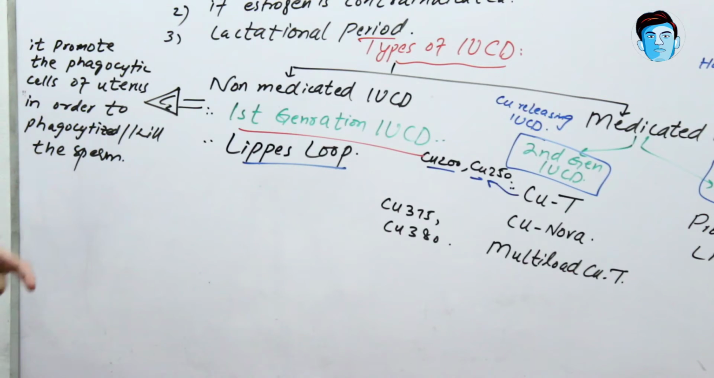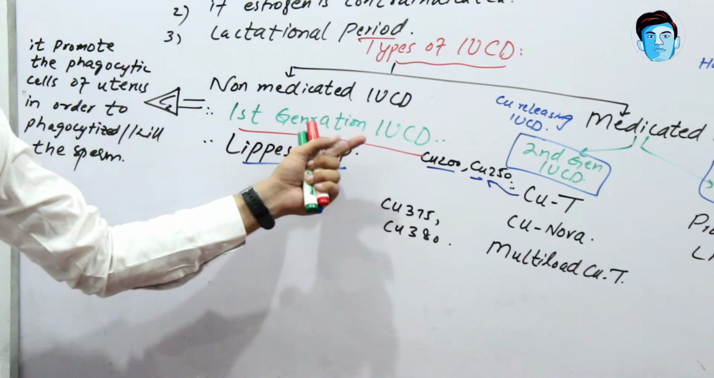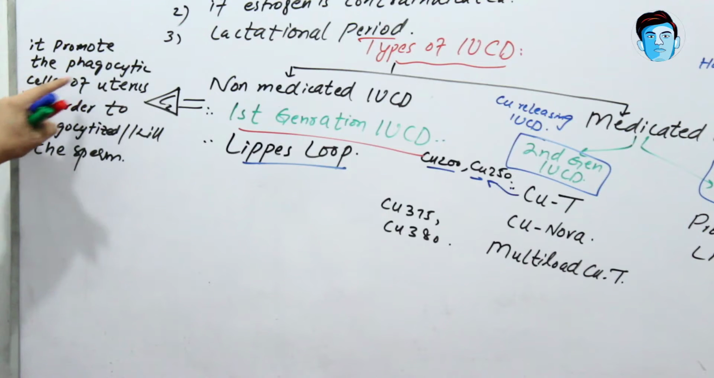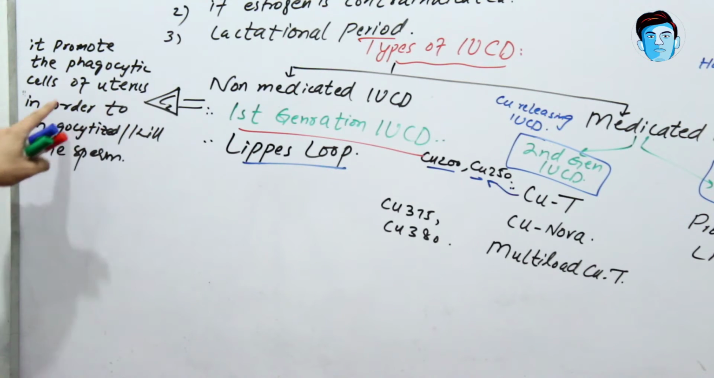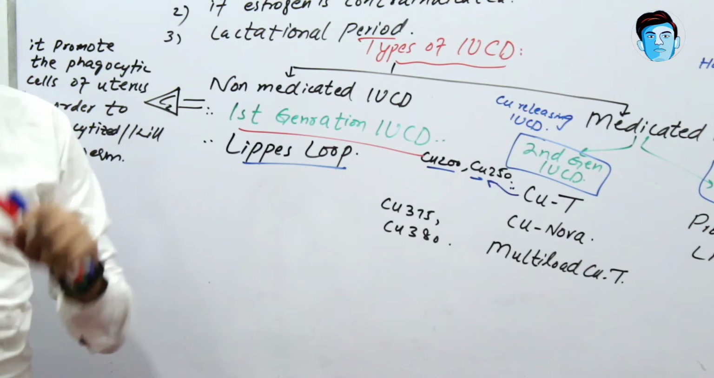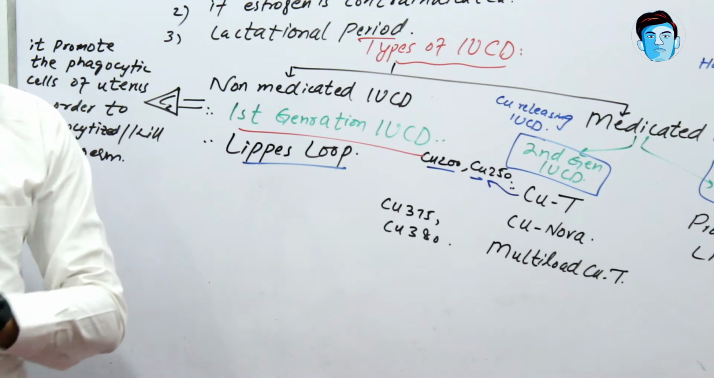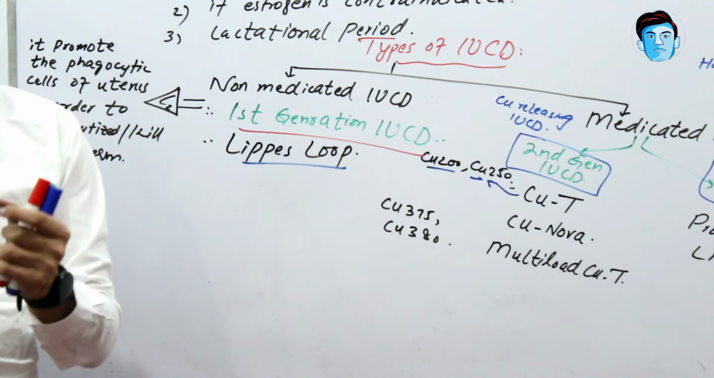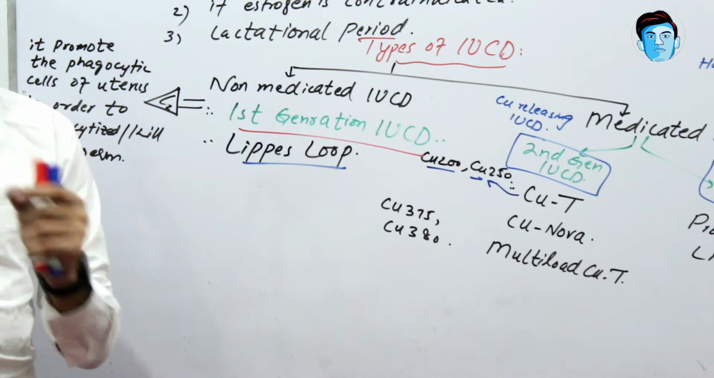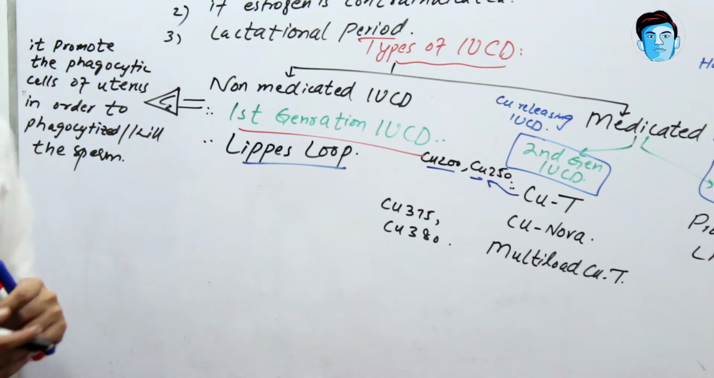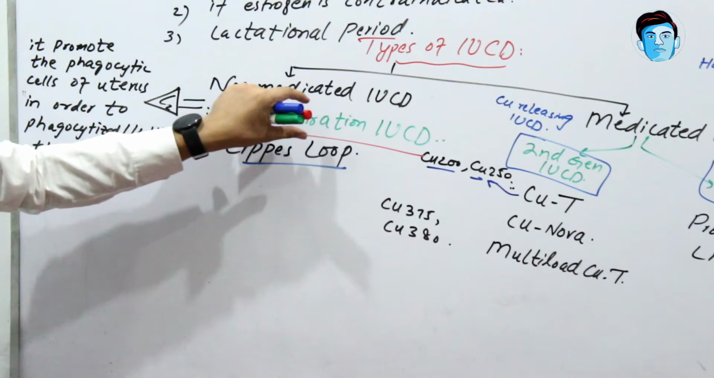So what is the main mechanism of action of first generation IUCD? It promotes the phagocytic cells of the uterus in order to kill the sperm. If the sperm is killed, it is unable to move into the fertilization site in the fallopian tube, so ultimately there will be no pregnancy. That is the mechanism of action of first generation.